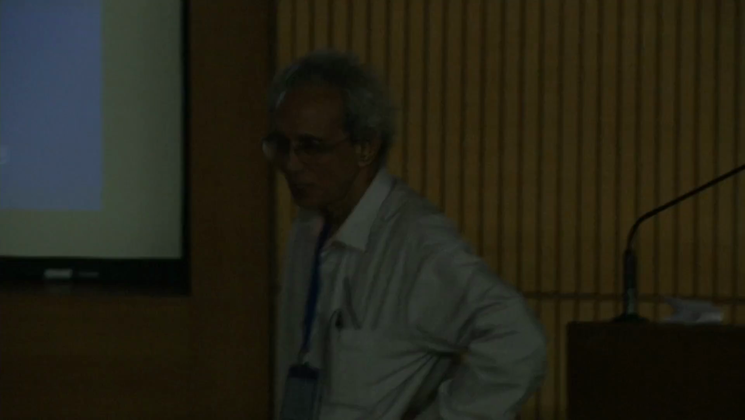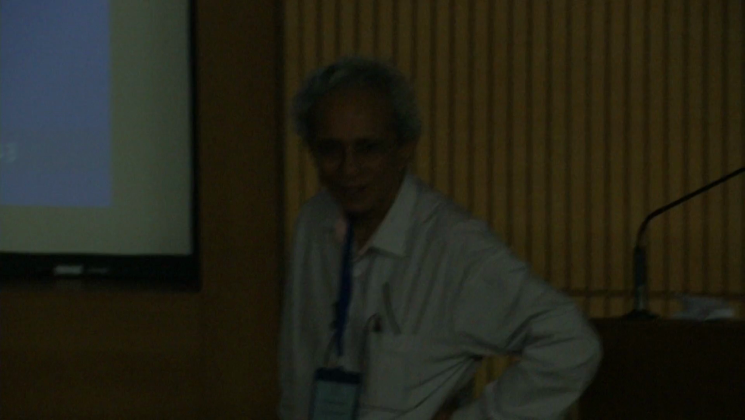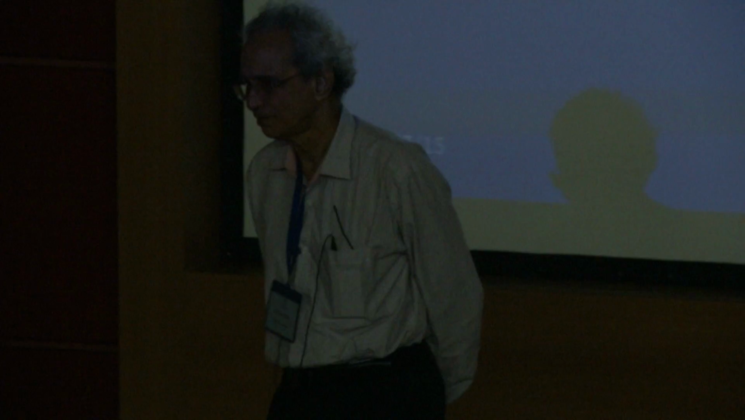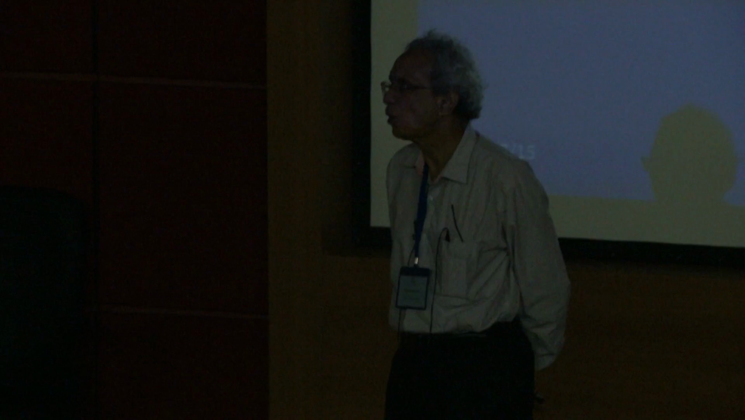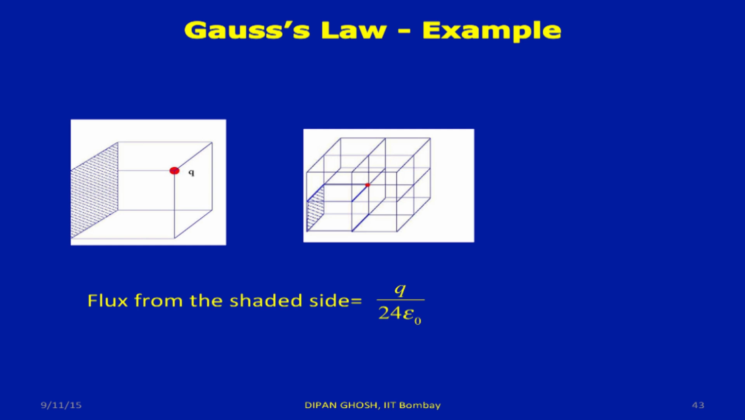Sorry? To make a symmetrical surface, we require 8 cubes. So basically, the concept of symmetry is not necessary. The concept of symmetry doesn't have to be real. It could be an imagined symmetry also. Okay? These are called Gaussian surfaces. So what you do is that this is what you have here.